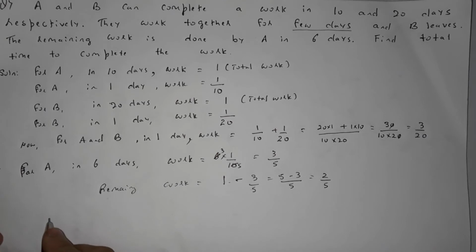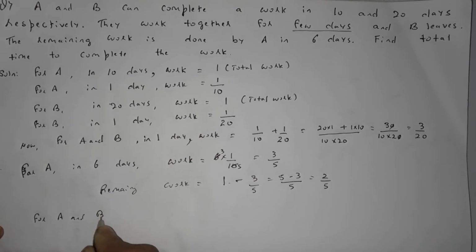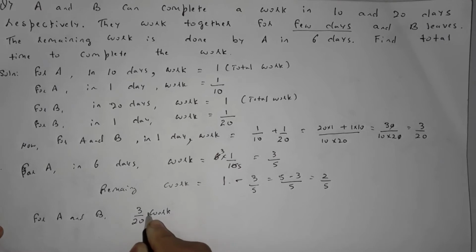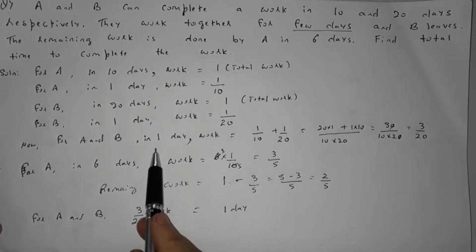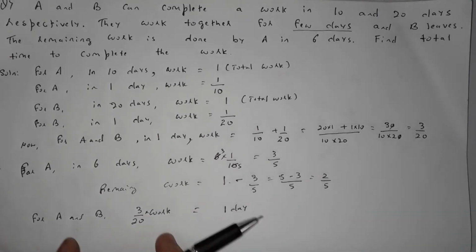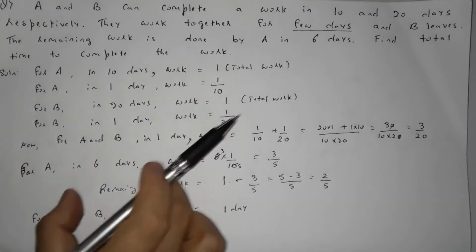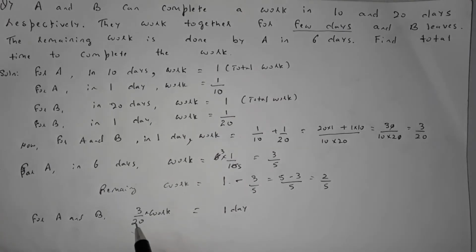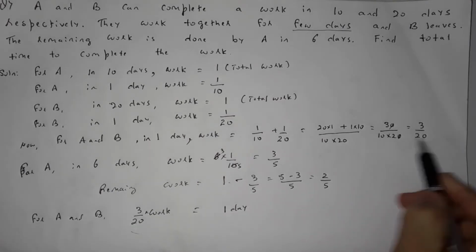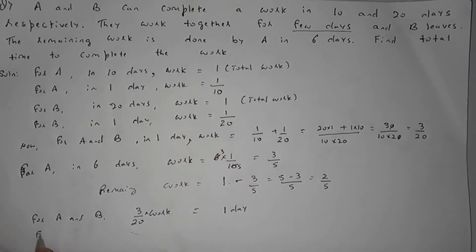So now for A and B, 3 by 20 of the work equals how much? How many days? 1 day, isn't it? Because we have to find the number of days, we will write the work first. If we have to find the work, we write the days first, okay? So we will write here the work first and then the day on the left side and the right side. So 3 by 20 of the work is 1 day.